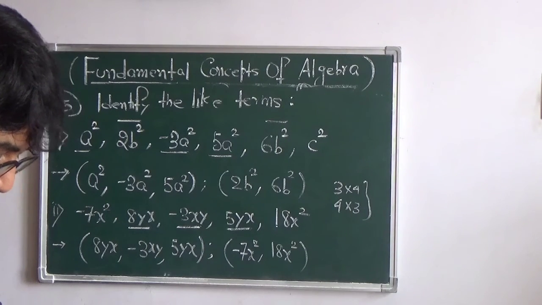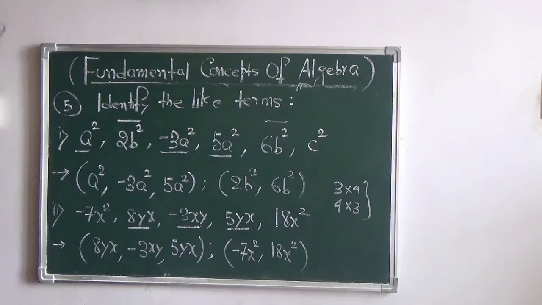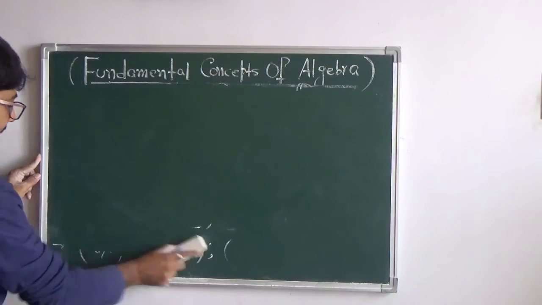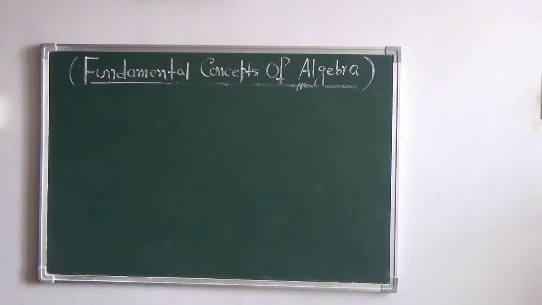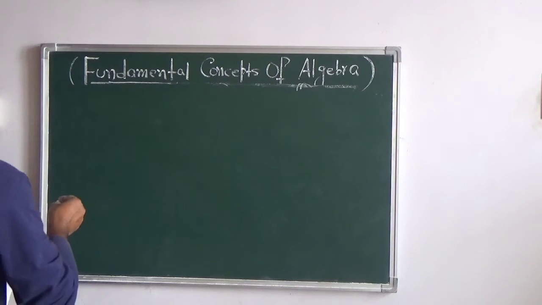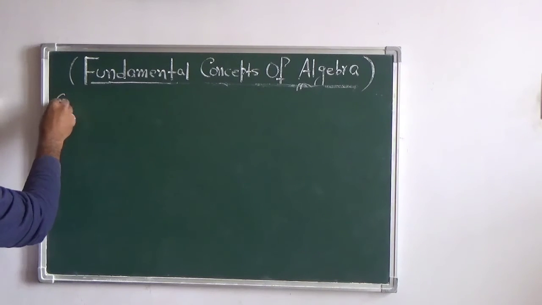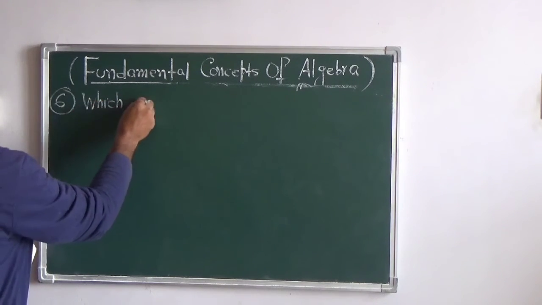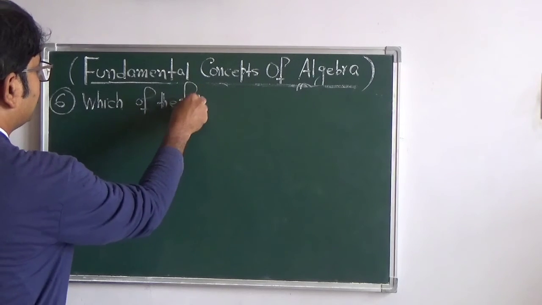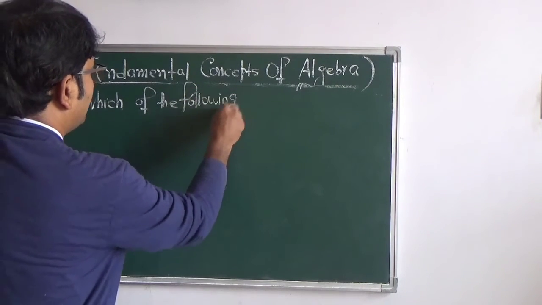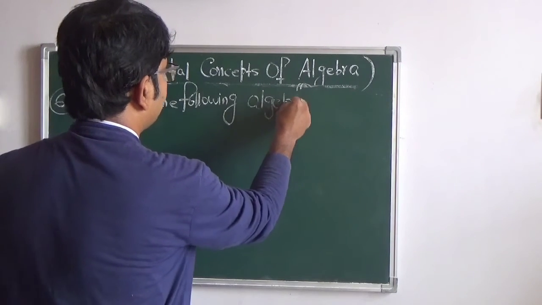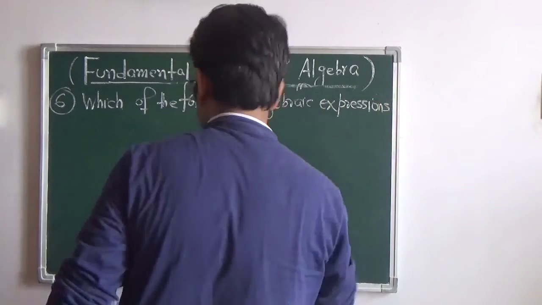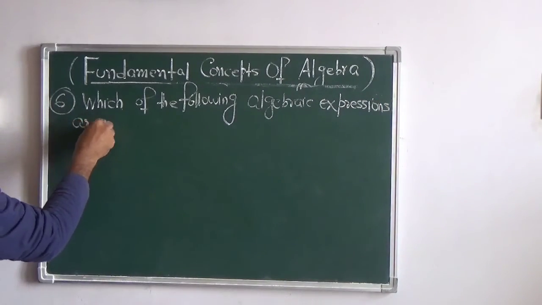Now the next is which of the algebraic expressions are polynomials. We will note down a few expressions, and we have to identify whether they are polynomials or not. So the next question, number 6: which of the following algebraic expressions are polynomials?